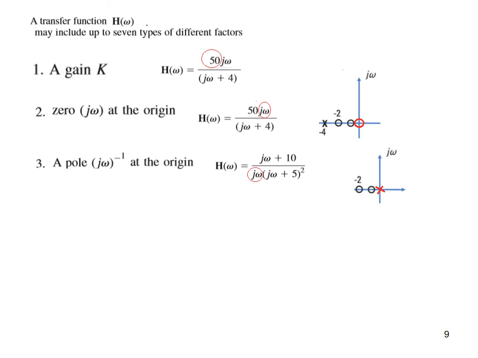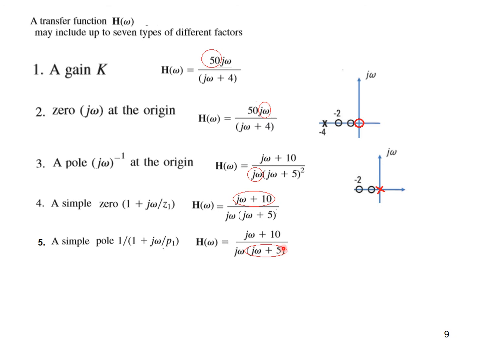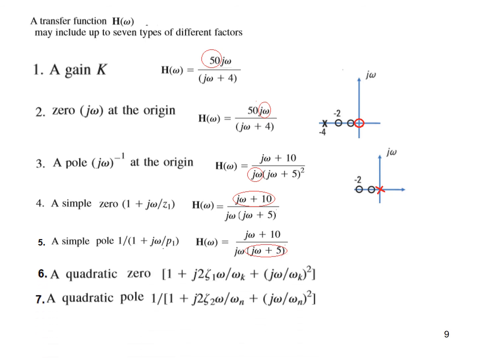Another possibility is that we can have J omega in the denominator, and when we make it zero, it gives a pole. So that is why it is a pole at the origin, and we'll represent it by a cross at the origin. It can also have a simple zero, like this: 1 plus J omega, or J omega plus some value. So this is a simple zero, and it could have a simple pole. So this is a simple pole, J omega plus 5, and it could also have a quadratic zero and a quadratic pole, so a quadratic equation in the numerator and a quadratic in the denominator.